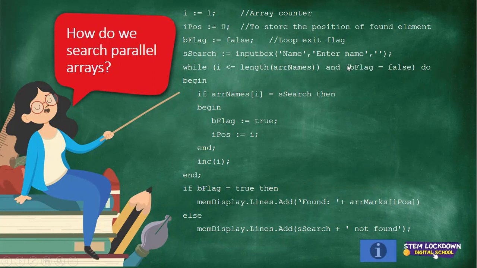If she was never found, then B flag would still be false right at the end. And what would the value of I pos still be? 0. It would never have changed. So after this, I could say either if B flag equals true, then she was found, this is her mark. Or you could have gone and said, well, if I pos is greater than 0, it would have been exactly the same thing. So if it is still false and still 0, this is where my else comes in. And this is where I then say, sorry, whoever you were searching for in search was not found. So exactly the same way, except for my if statement is based on one array, R names in this case, but what I'm returning is the same position, but from a different array.